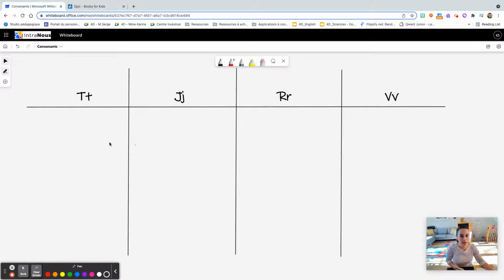So we're going to be looking at the letters T, J, R, and V. Okay, now the T is very straightforward. When it's at the beginning or end or middle of the word, it makes the t sound, like in to, or toe, or tall. When it's at the end, we'll hear that t in words like cut, cat.